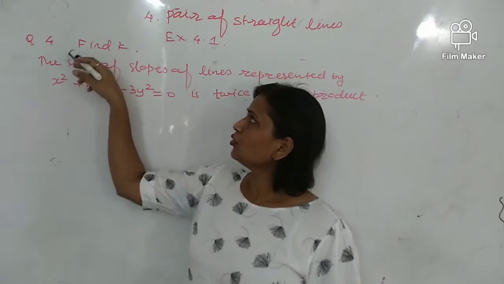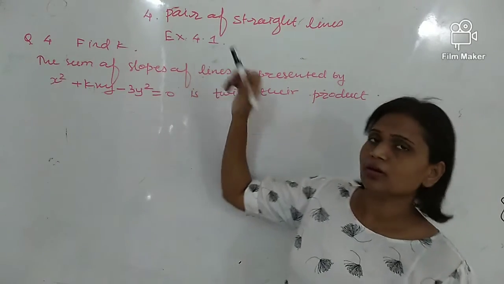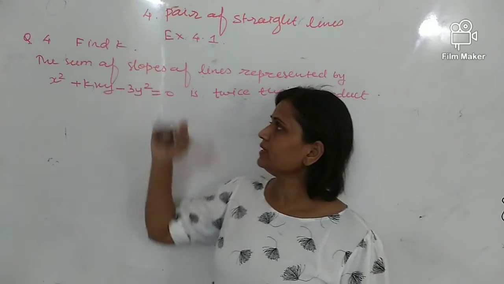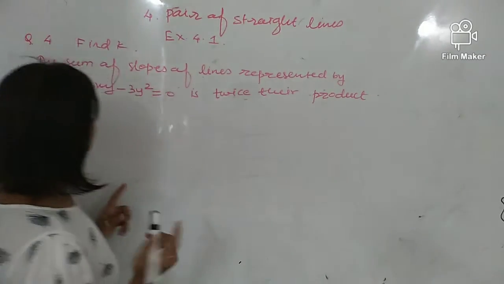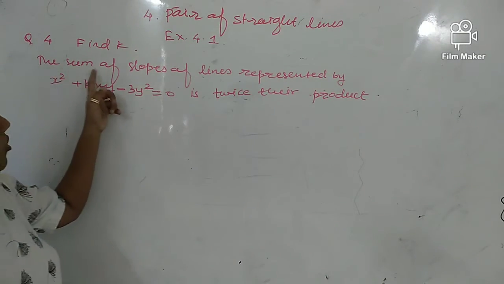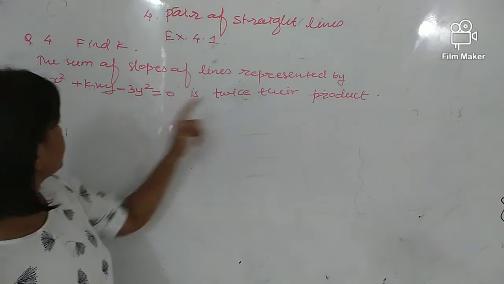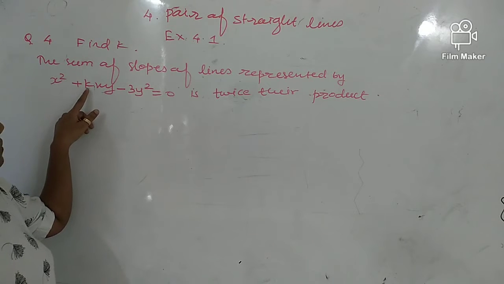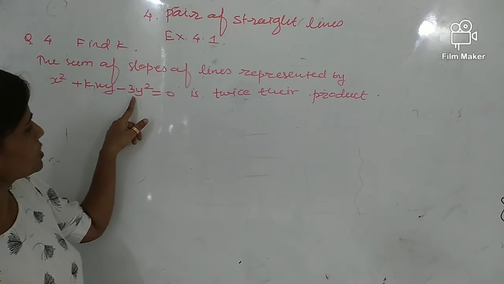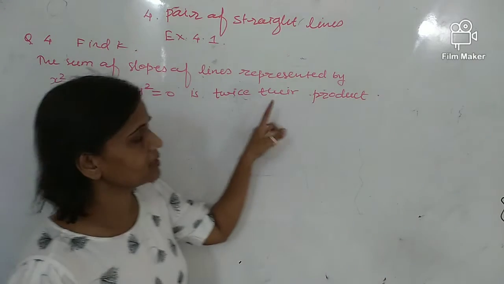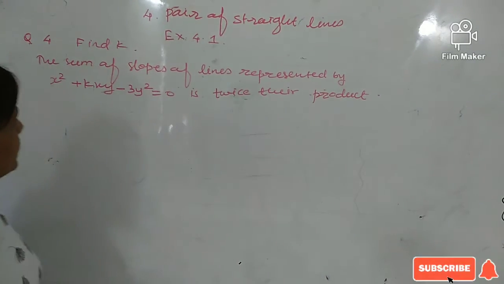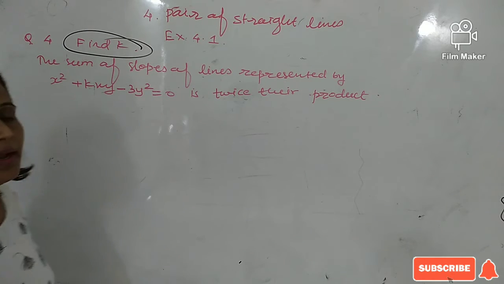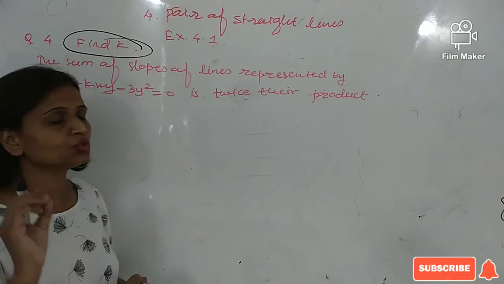So this is question number 4 from exercise 4.1 of lesson 4, pair of straight lines. The question is: find k. Given that the sum of slopes of lines represented by the equation x square plus kxy minus 3y square equal to 0 is twice their product. So the question is to find the value of k, and the condition for the slope is given.